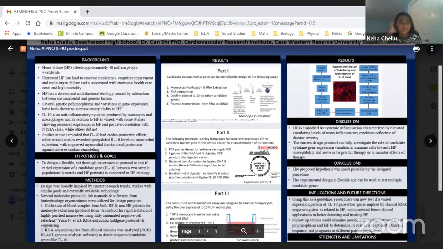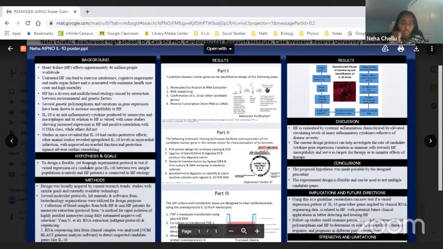Hi, everyone. My name is Neha Chalu. My project is titled the Experimental Design of Subcloning and Identification of the IL-10 gene to determine its role as a disease marker of human heart failure. Currently, 40 million people around the world suffer from heart failure, and over the past couple of years, researchers have identified several genetic polymorphisms that increase or decrease heart failure susceptibility.